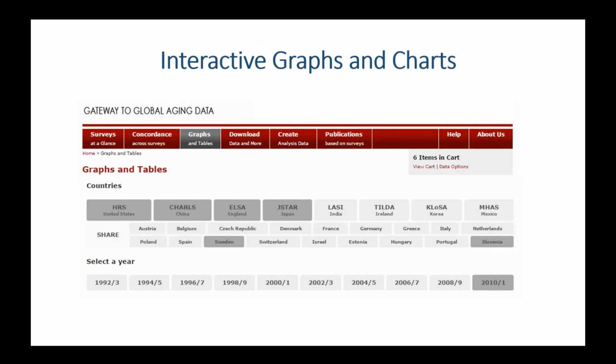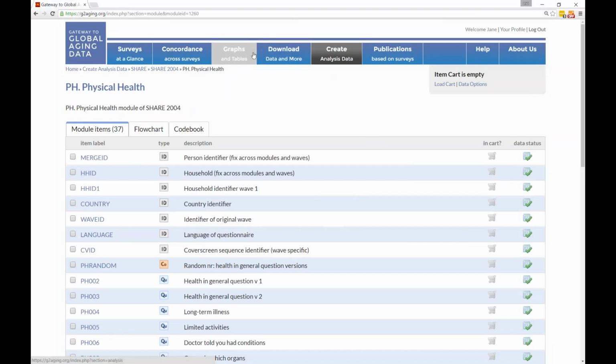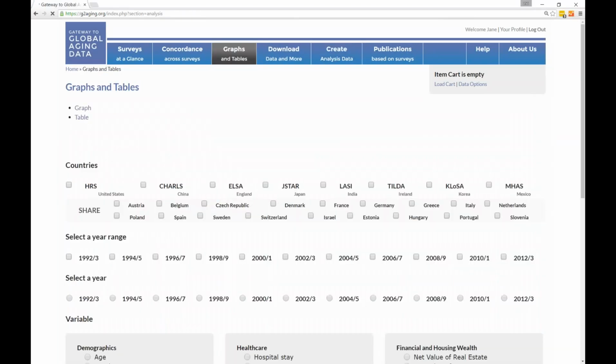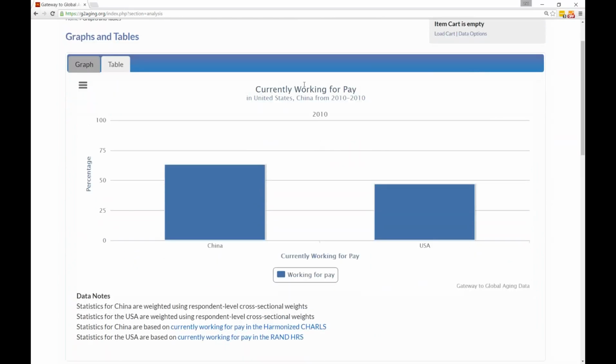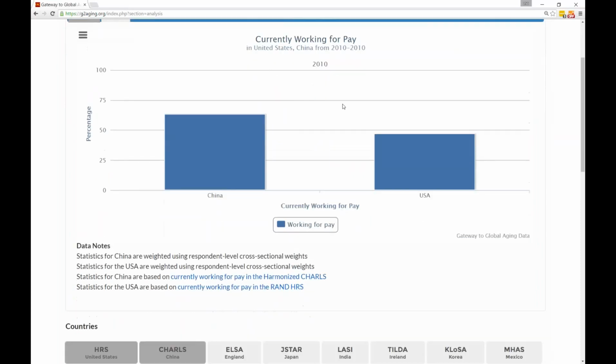We've also built interactive graphs and charts. The interactive graphs and charts are a really nice way to play around with the data before you have access to the data itself. And we'll talk next about how to get access to that data. So if we click on graphs and tables here on our top, you can see the first thing we get is this chart, which is currently working for pay in the United States and China. And we have it just for the year 2010.